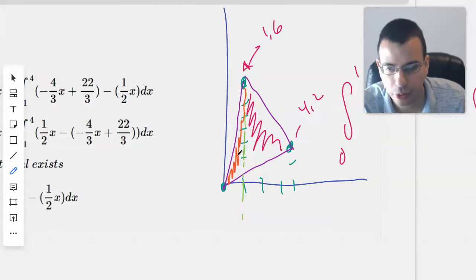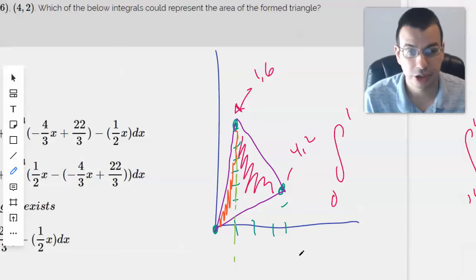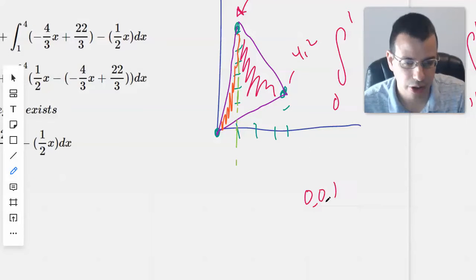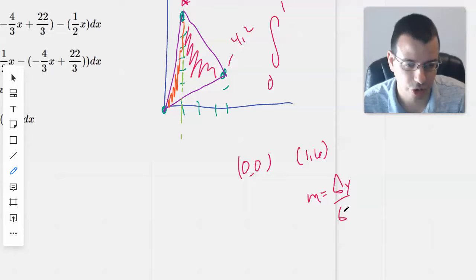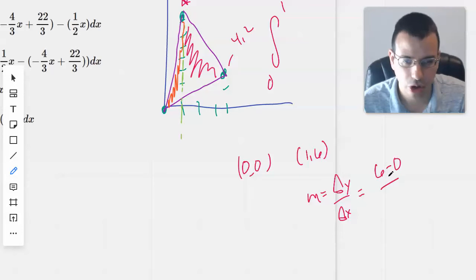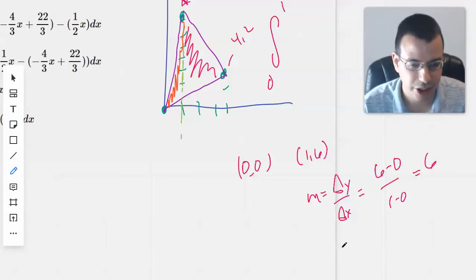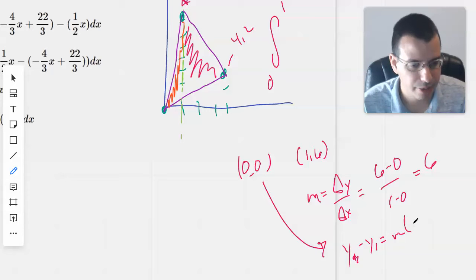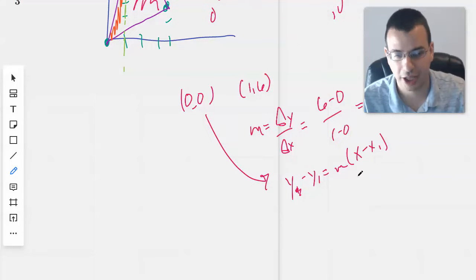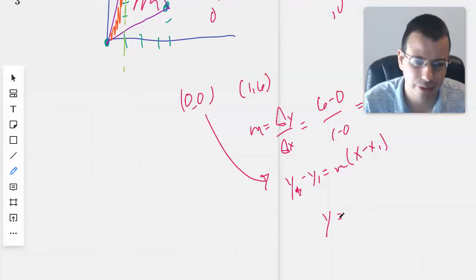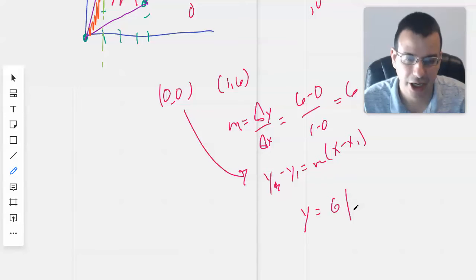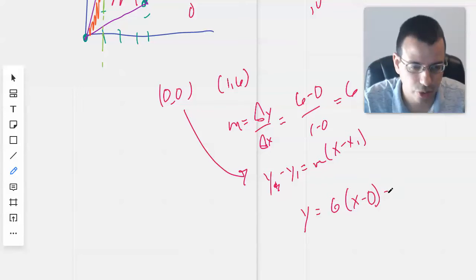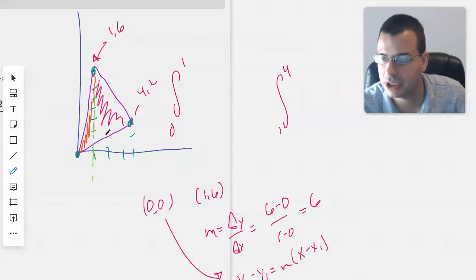And so for this first integral, we're going to want to know what this line here is. To find the line between (0, 0) and (1, 6), we're going to want to know the slope. So m equals rise over run, which is 6 minus 0 all over 1 minus 0, which equals 6. Then we can take one of these points, then we'll do y minus y1 equals m times x minus x1. This will give us the equation for the line in y-intercept form. Y minus 0, which will be y, equals 6 times x minus 0, which equals 6x. So this first equation here will be 6x.